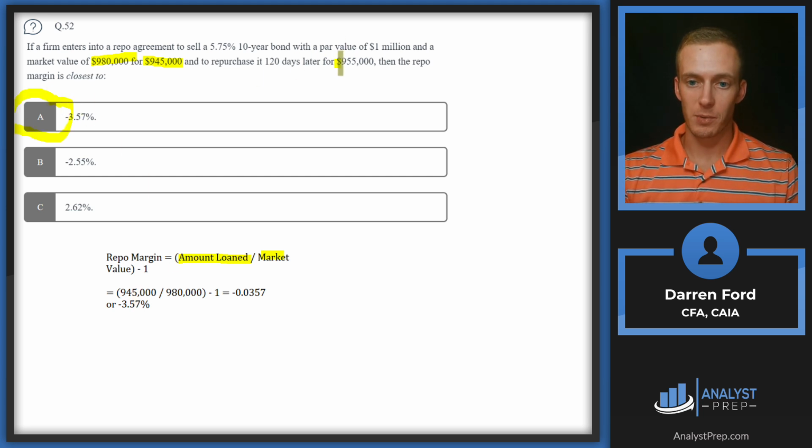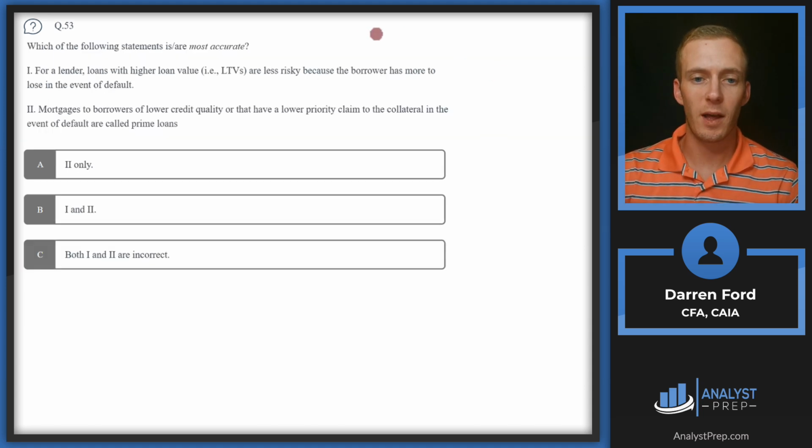A lot of these other numbers thrown in here, the 955 and the par value, are really just thrown in there to throw you off. So we've got to remember this formula here, amount loaned over market value. Answer A. Question 53. Which of the following statements is or are most accurate?